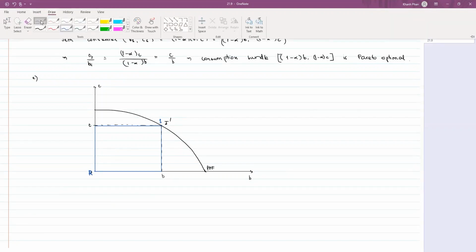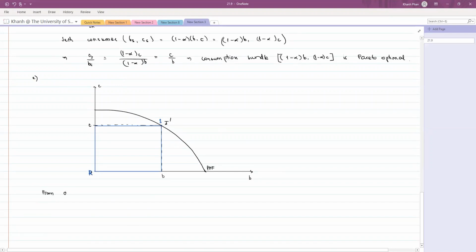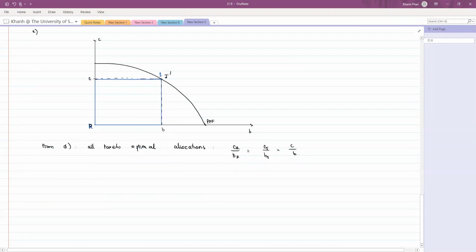Okay, so bear in mind that from part D, all of the Pareto optimal allocations are going to satisfy the conditions where CR on BR is going to be equal to CS on BS and equal to C on B. So any consumption bundle BR, CR or BS, CS by Richard and Seth that is satisfying this condition is going to be the Pareto optimal allocation.